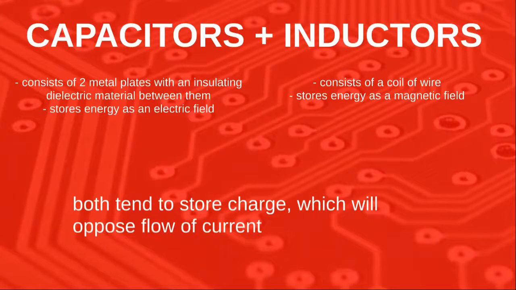An inductor also stores energy, but as a magnetic field. When there is current, a magnetic field forms around the wire. An inductor is just a coil of wire that stores much more energy than a single wire would. This common characteristic of storing charge is what leads to reactance.